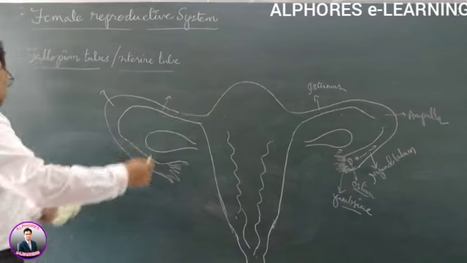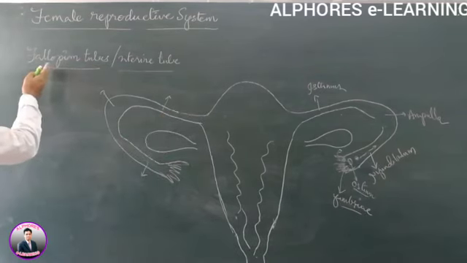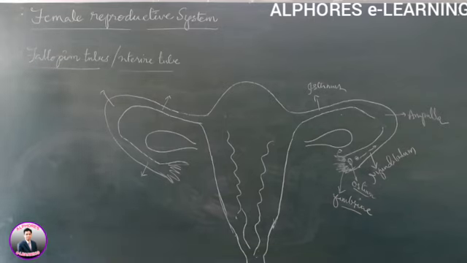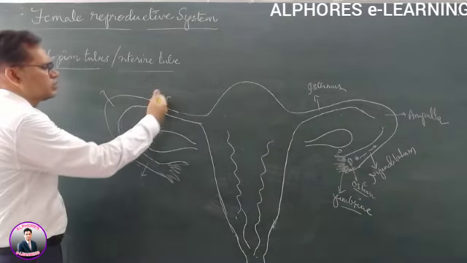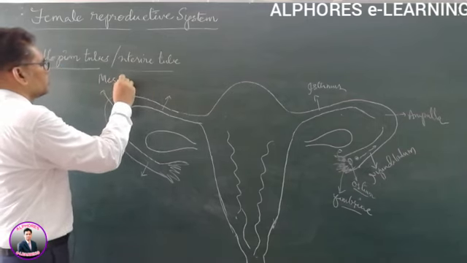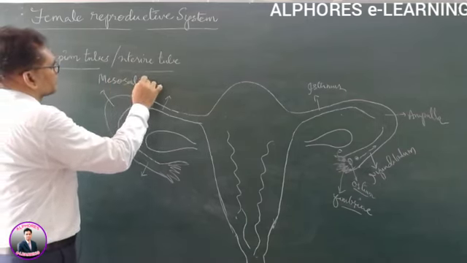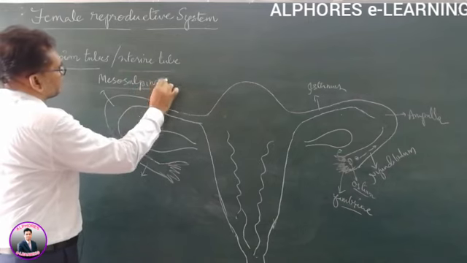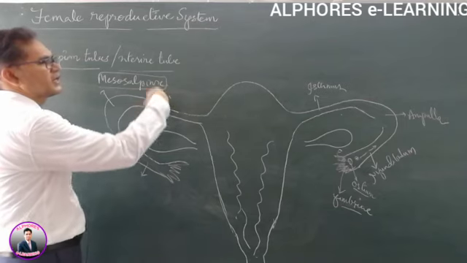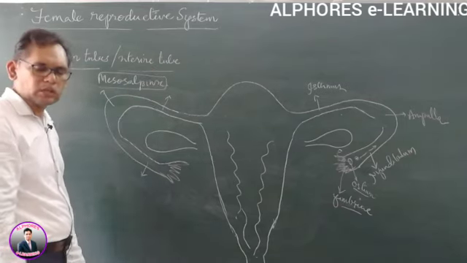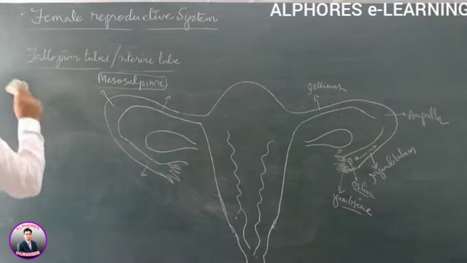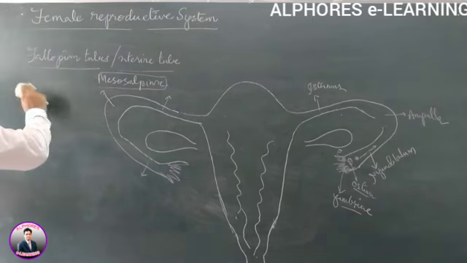First, uterine tube, or otherwise also called fallopian tube. Now, these fallopian tubes are also attached to the abdominal wall by mesosalpinx. Mesosalpinx is the connective tissue with which the uterine tubes are attached to the abdominal wall. This is about fallopian tubes.